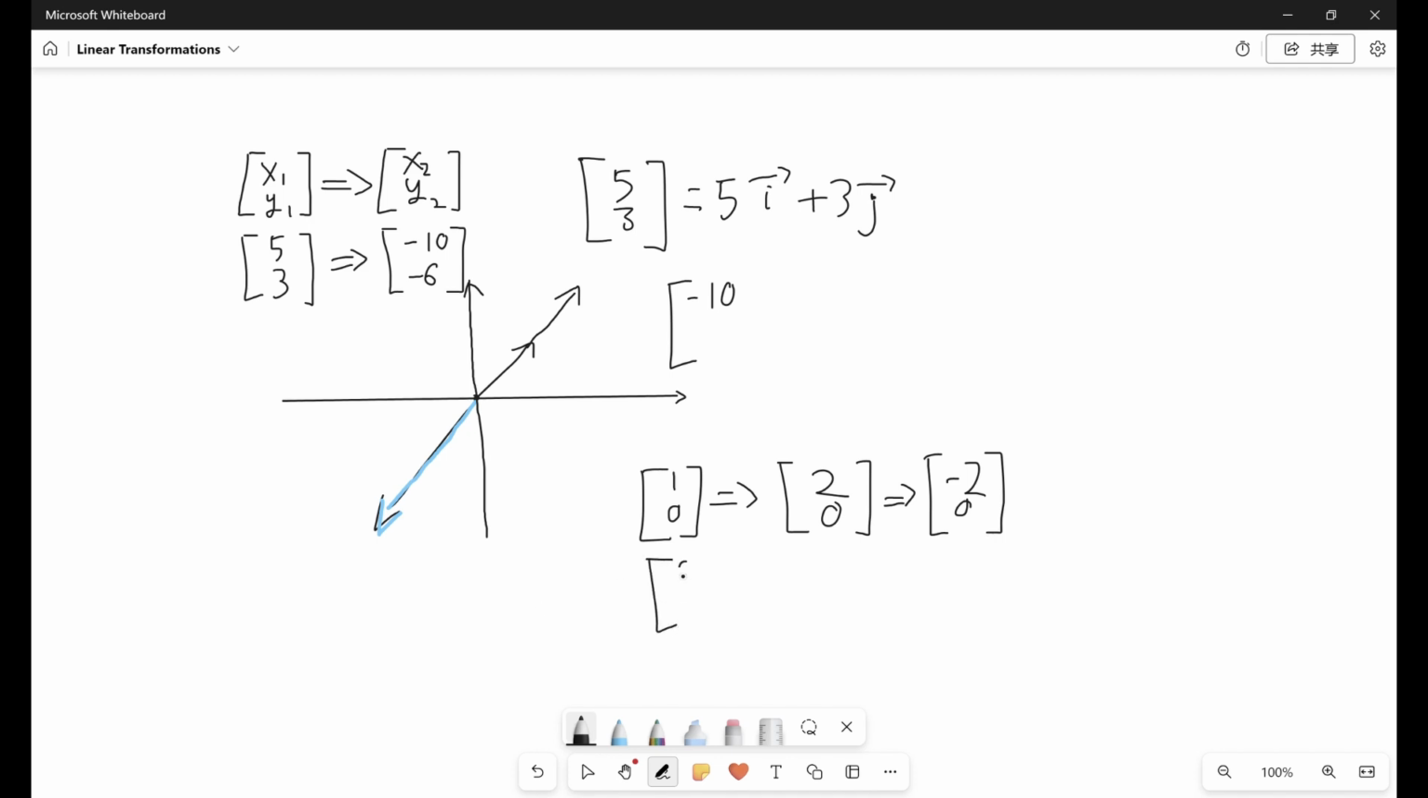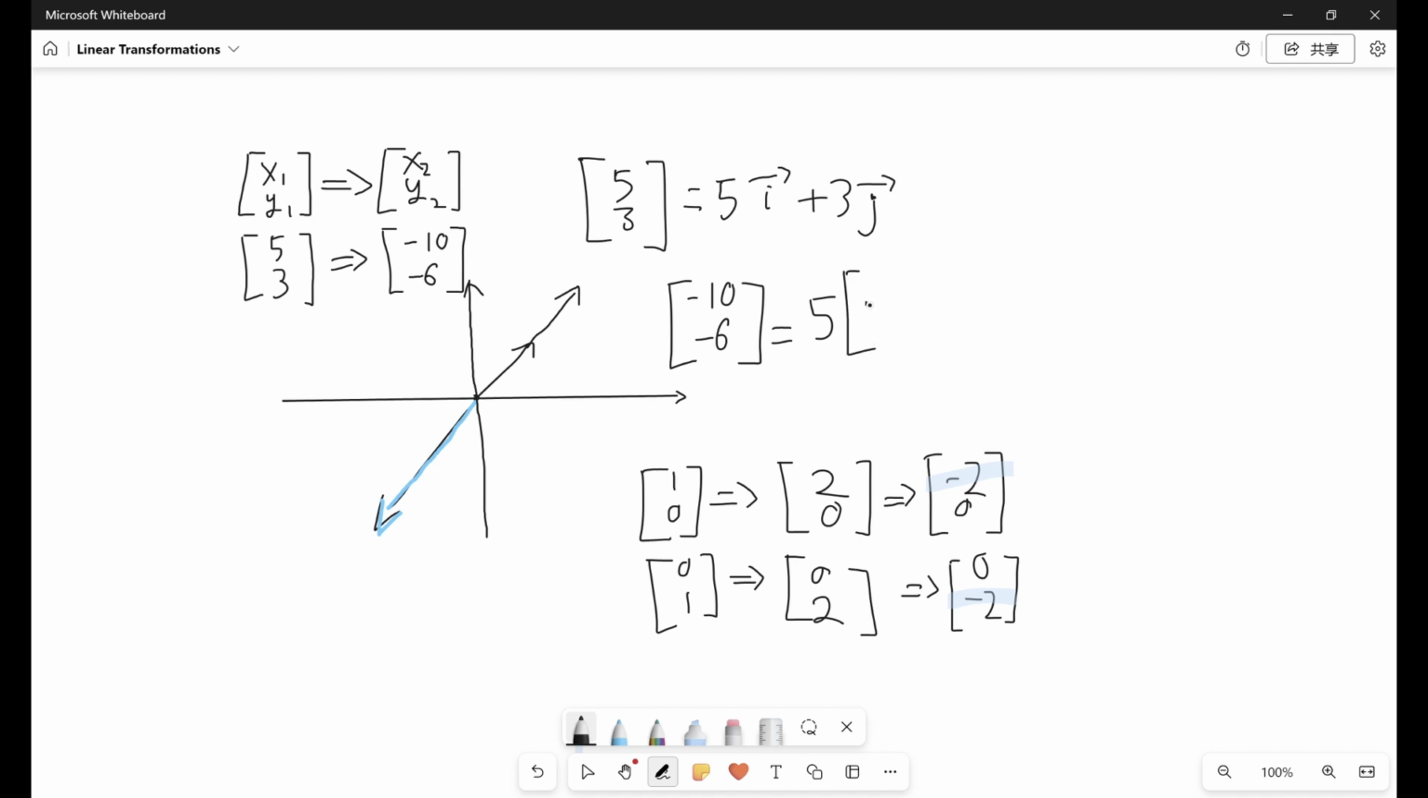So now it's going to be negative 2, 0, right? And the other vector, 0, 1, transforms into 0, 2, and then it transforms into 0, negative 2. So essentially, our two new basis vectors will be negative 2, 0, and 0, negative 2.